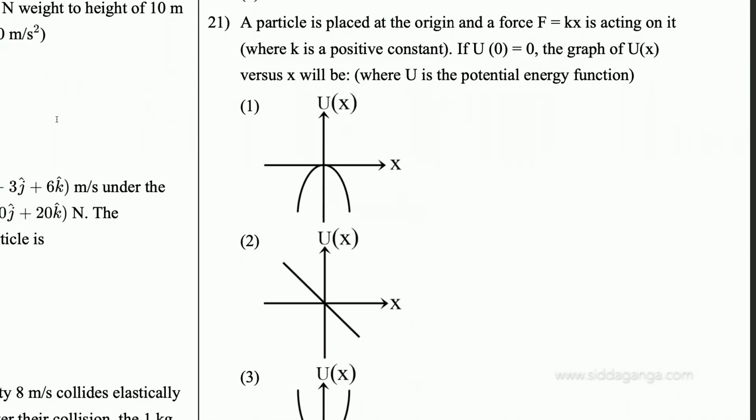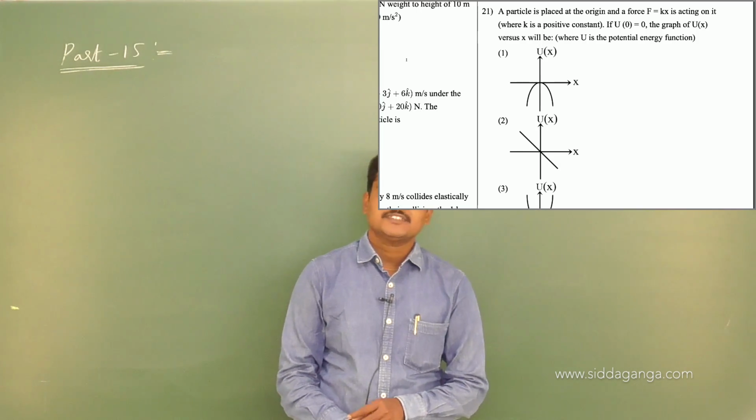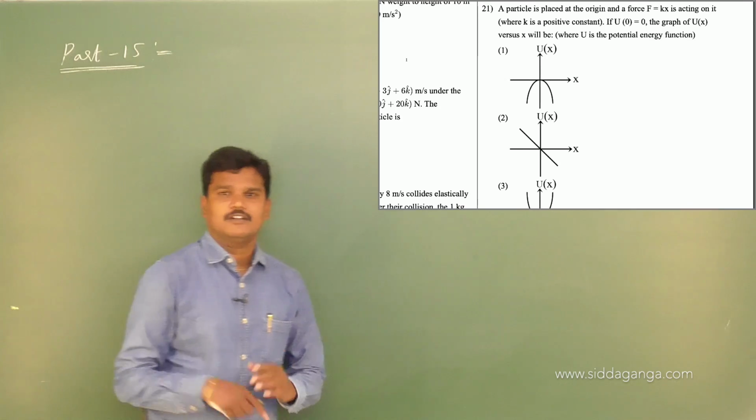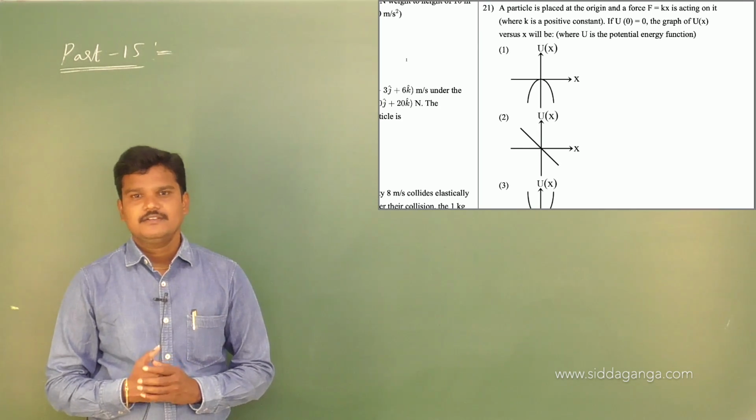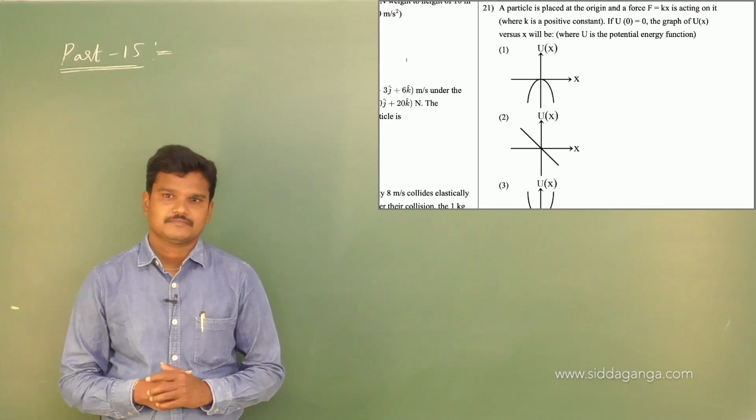A particle is placed at the origin and a force F is kx is acting on it, where k is a positive constant, and if U of 0 is 0, the graph of U of x versus x will be, where U is the potential energy function. Okay, so here all the options are given as graphs, and the force is nothing but the given F equals kx.